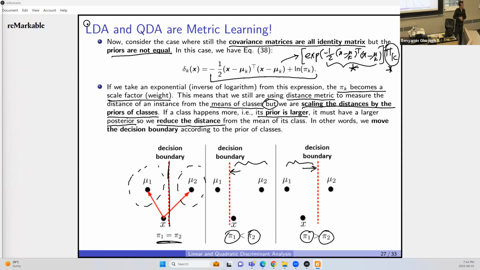It's playing around with the distance metric. It's called metric learning. We'll dig more into metric learning later in the class. But just for you to understand, LDA and QDA are metric learning, and metric here means this distance metric.